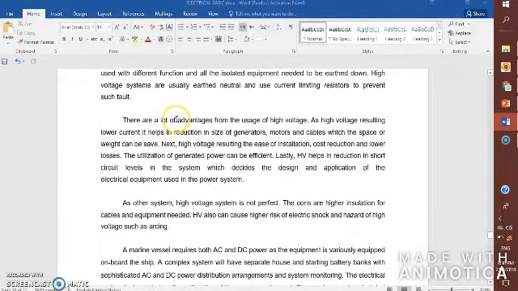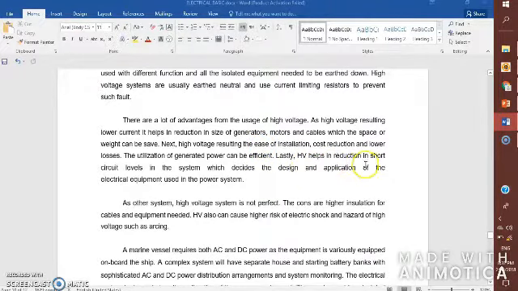There are a lot of advantages to the high voltage system, and there are also cons. The advantages are a reduction in the size of generators, motors, and cables, so space and weight can also be saved by the lower current. The higher the voltage, the lower the current, referring to Ohm's law. Next, high voltage results in ease of installation, cost reduction, lower losses, and the utilization of generated power can also be more efficient.